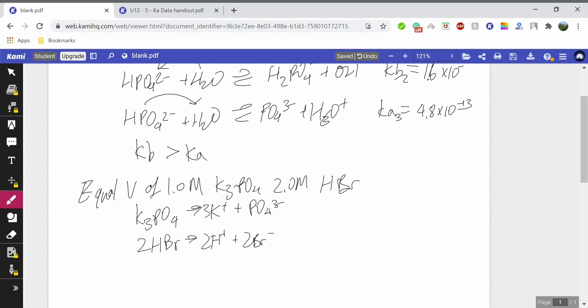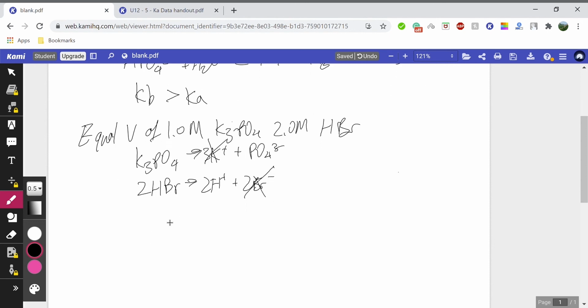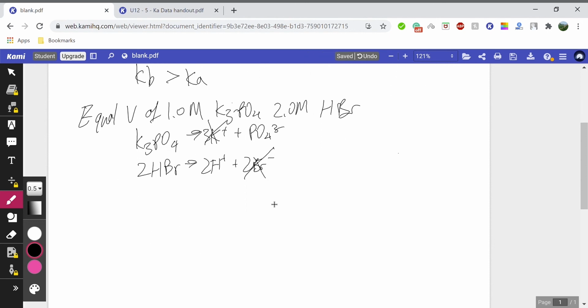K+ is a weak conjugate acid, so we're not going to count it. HBr is a strong acid, so Br- is a weak conjugate base, and we're not going to include it either. So our reaction is just H+ and PO4 3-. 2H+ plus PO4 3- is going to form H2PO4-. H+ is technically H3O+; H+ and H3O+ are the same thing.